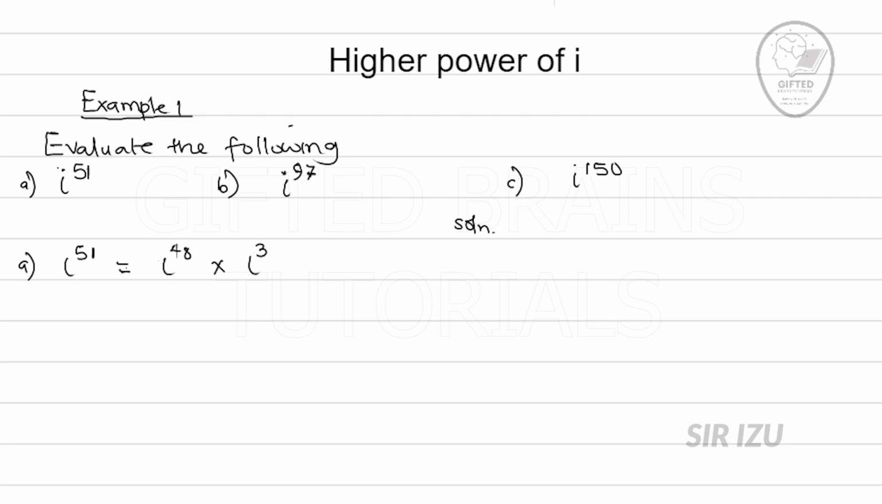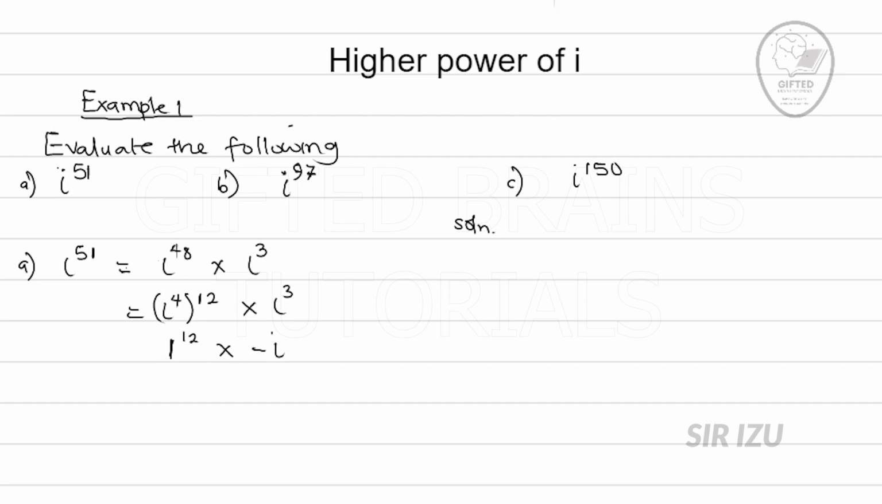Now, i raised to power 48, you can factorize 4 out of there. This will be i raised to power 4, all in brackets raised to power 12, then multiply by i raised to power 3. Now what is i raised to power 4? It is 1. So this will give me 1 raised to power 12 multiplied by i raised to power 3, which we did earlier. It gave us minus i.